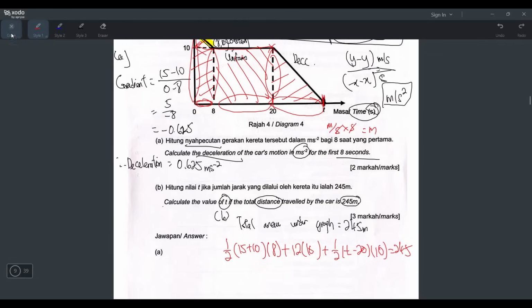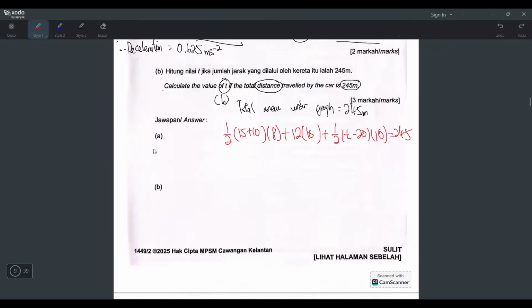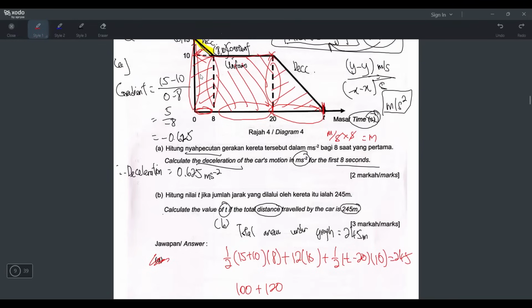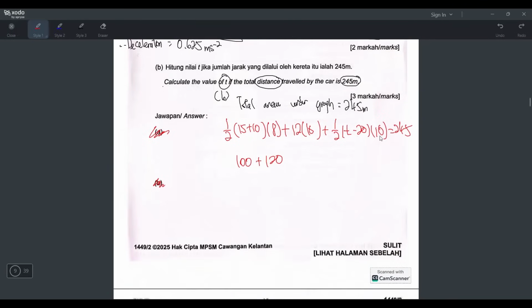Now I can scroll down and just focus on finding t. 15 plus 10 is 25, 25 times 8 divided by 2. Let me press it on the calculator: 100. So 100 is the area of the first trapezium. Plus 12 times 10, that's 120. For the triangle, you will not be able to find the area because we don't have t, right? But it's okay because you have the total area answer, so later we can move things across.